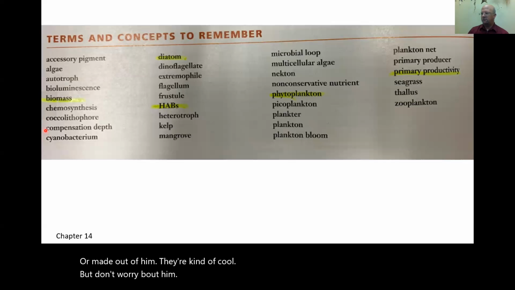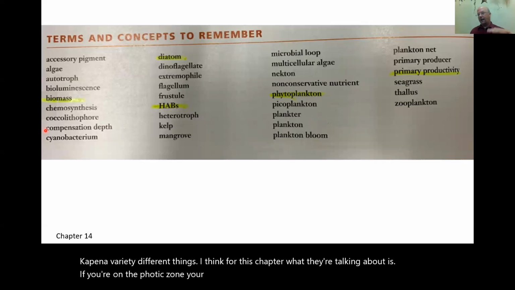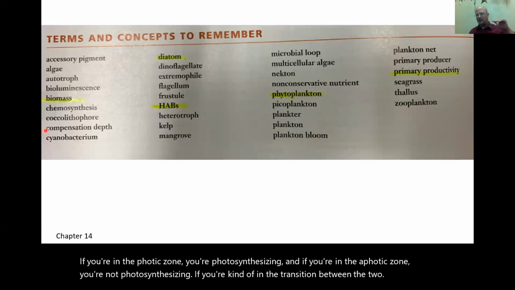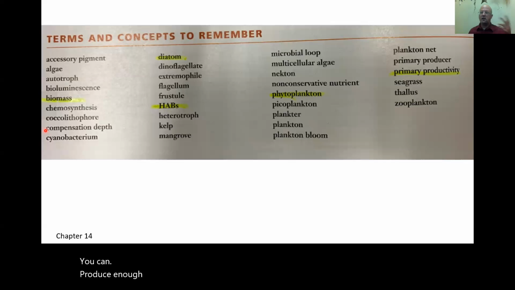Compensation depth can mean a variety of different things. I think for this chapter, what they're talking about is if you're in the photic zone, you're photosynthesizing. If you're in the aphotic zone, you're not photosynthesizing. If you're in the transition between the two, you can produce enough energy to survive, to compensate. That depth is the compensation depth.